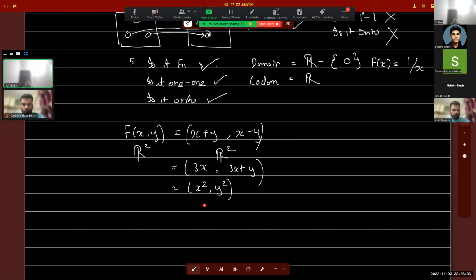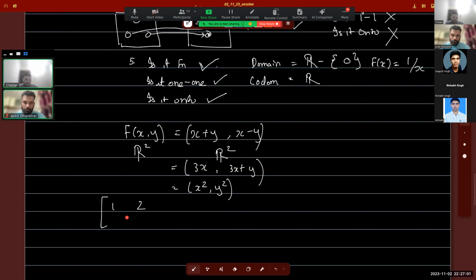Ankit? Yeah, can you see? I was typing some letters. And we can have a matrix also, 1 comma 2, 3 comma 4. Okay, that's 1 comma 2, 3 comma 4. That's one function that takes an input in two dimensions and gives you an output in two dimensions. Correct.